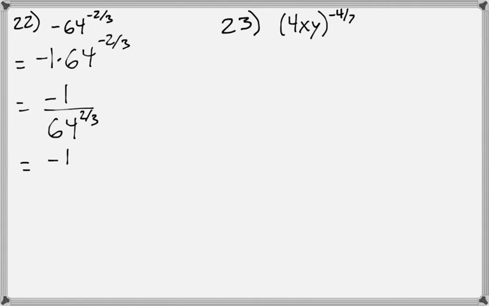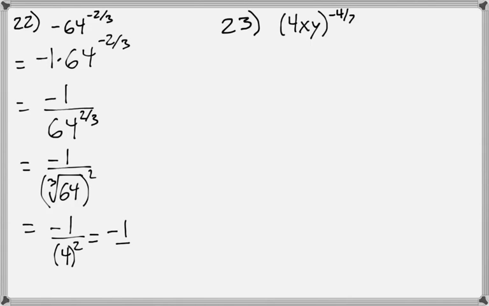So this will be negative 1 over cubed root of 64 squared, and then the cubed root of 64 is 4, and then 4 squared is 16. So this will be negative 1 over 16.